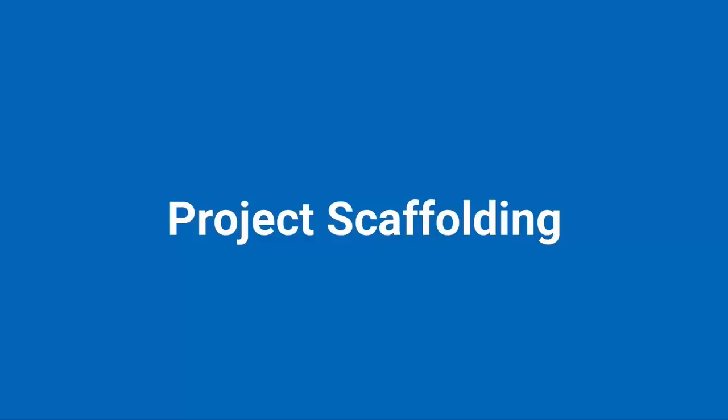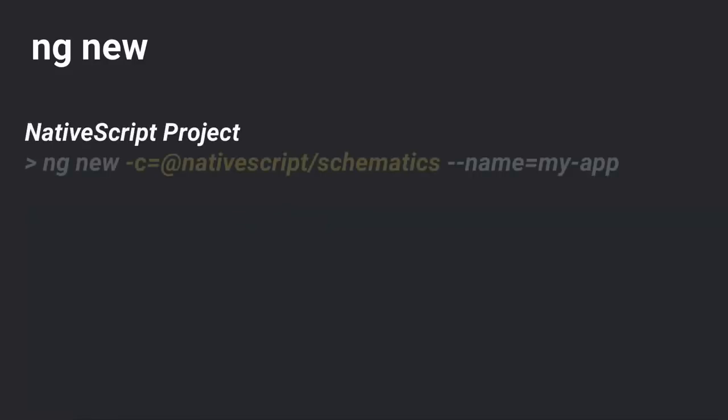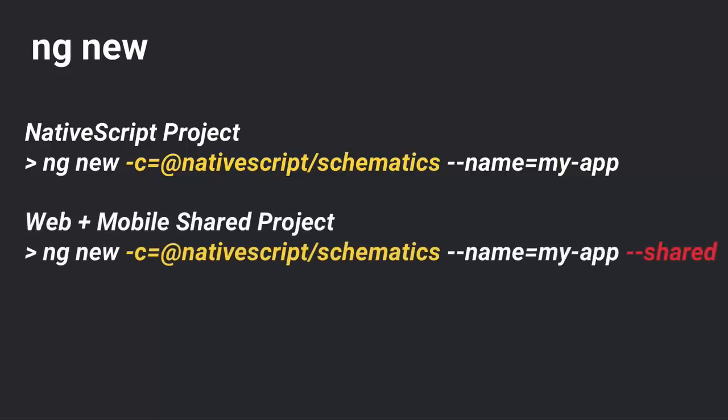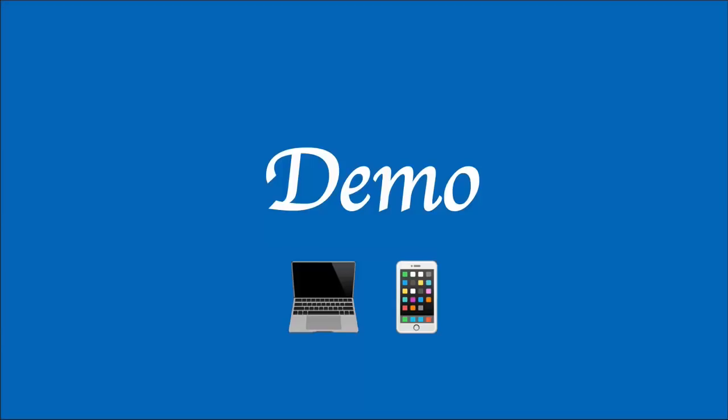We could also use schematics for scaffolding our projects. So we could use an ng new command. And if we say ng new and then provide a collection, so in this case again is our NativeScript schematics, and then you give it a name like my app, and this will go and generate you a NativeScript project. If you do something similar but you want a code sharing project, you just have to add --shared to your project, and then we're ready to go. So let me show you how this works in action.